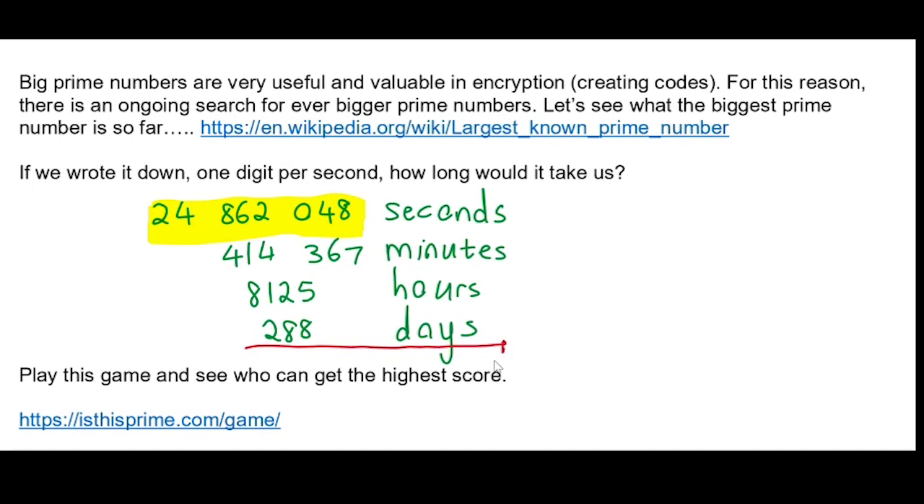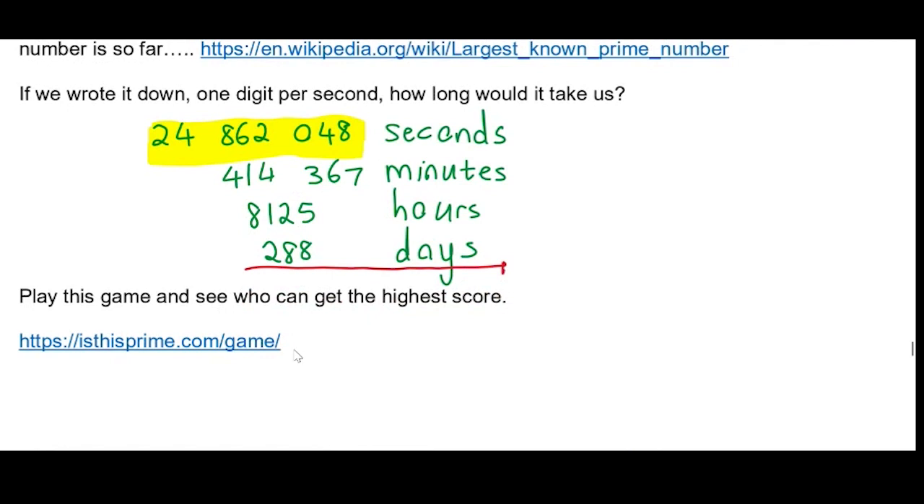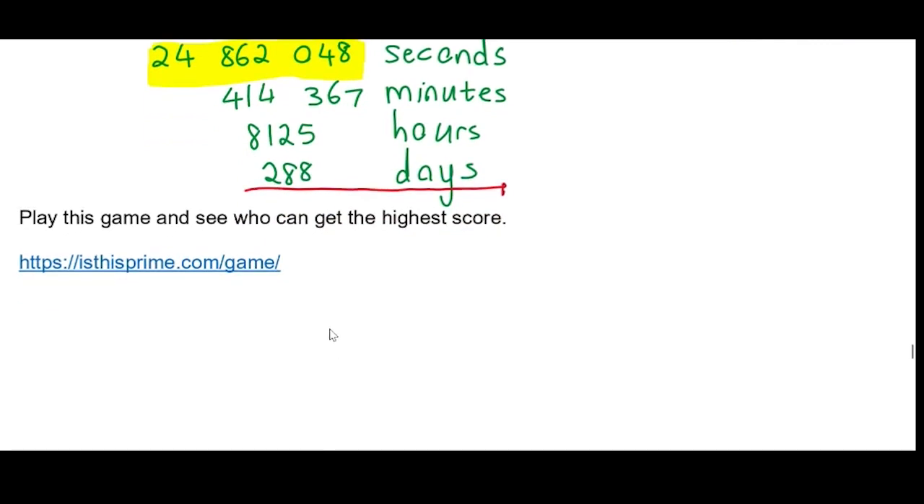It's an enormous number. Right, quite a fun game is this prime game, right? Play it and see who can get the highest score. And that's just testing whether you can correctly identify which numbers between 1 and 100 are prime and which ones are not.